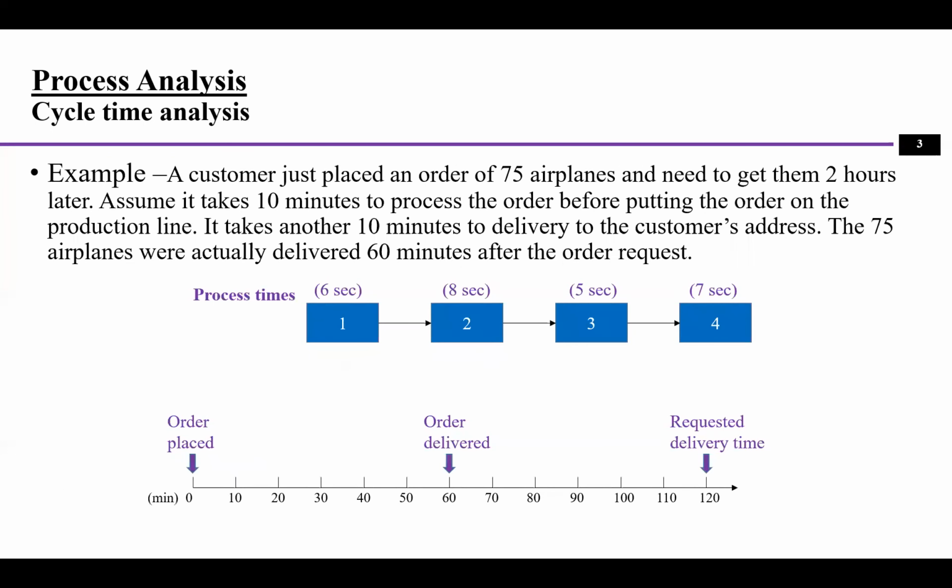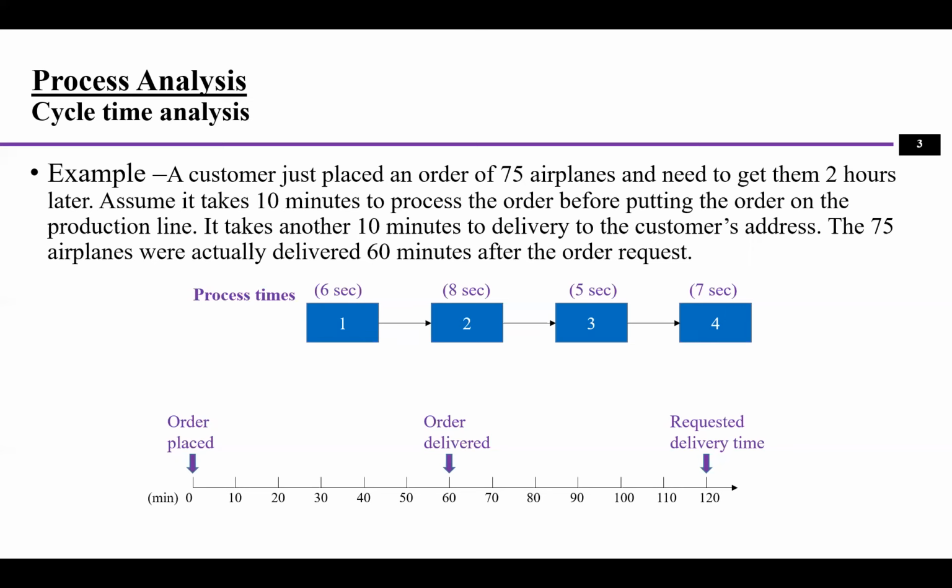And we can look at one example here to help you understand all these concepts. Say a customer just placed an order of 75 paper airplanes and needs to get them 2 hours later. Assume it takes about 10 minutes to process the order before putting it on the production line. It takes another 10 minutes to deliver to the customer's address. The 75 airplanes were actually delivered 60 minutes after the order request. So which means that within an hour, all these paper airplanes were delivered.